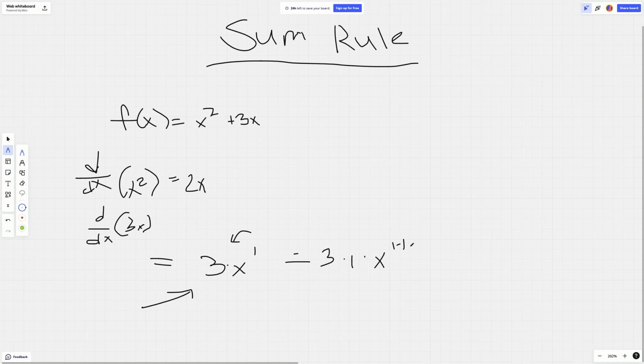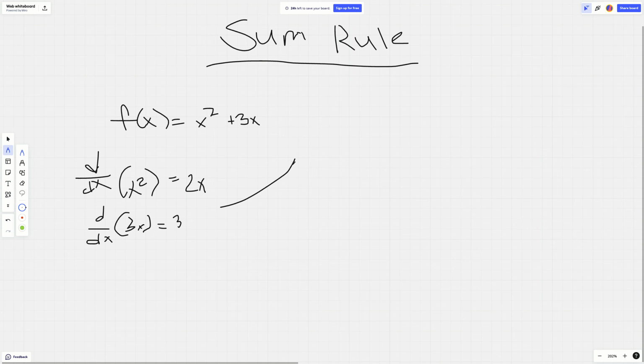X to the power of 0 is simply just 1, and so we can just cancel this out. And then we have 3 times 1, which is equal to 3. So the derivative of 3x is going to be equal just to 3. All right, that's good. I'm just applying that power rule. Okay, so d over dx of 3x is equal to 3.